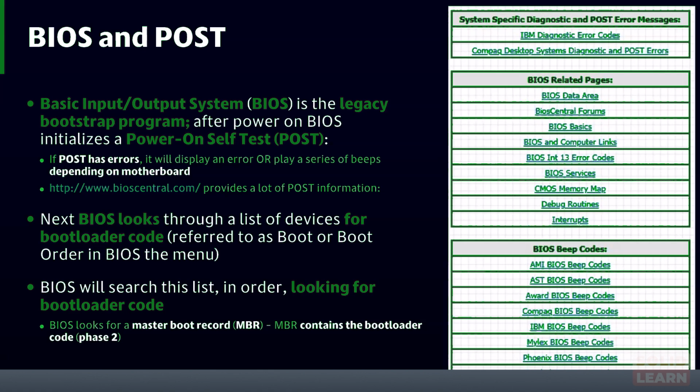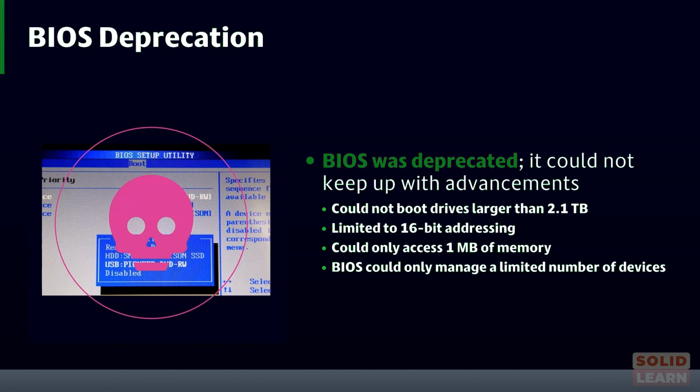But next, the BIOS looks through the list of devices for the bootloader to move on to that second phase. And that's normally referred to as the boot or boot order in the BIOS menu. And what will happen is the BIOS will search the list in order, looking at the devices to try and find bootloader code. What it's actually looking for is the master boot record, the MBR, and that contains the bootloader codes that we use to move into phase 2. Now, BIOS has been deprecated. It's not able to keep up with the modern hardware and advancements that we see today. Can't boot drives larger than 2.1 terabytes.